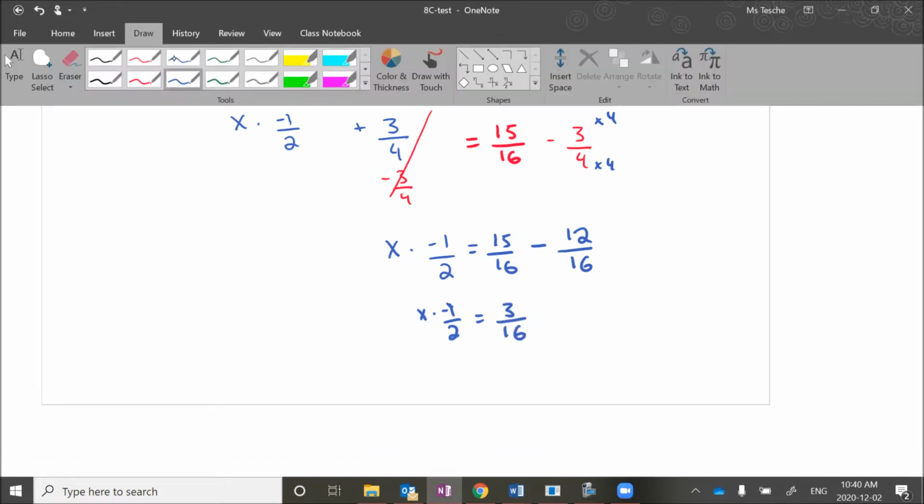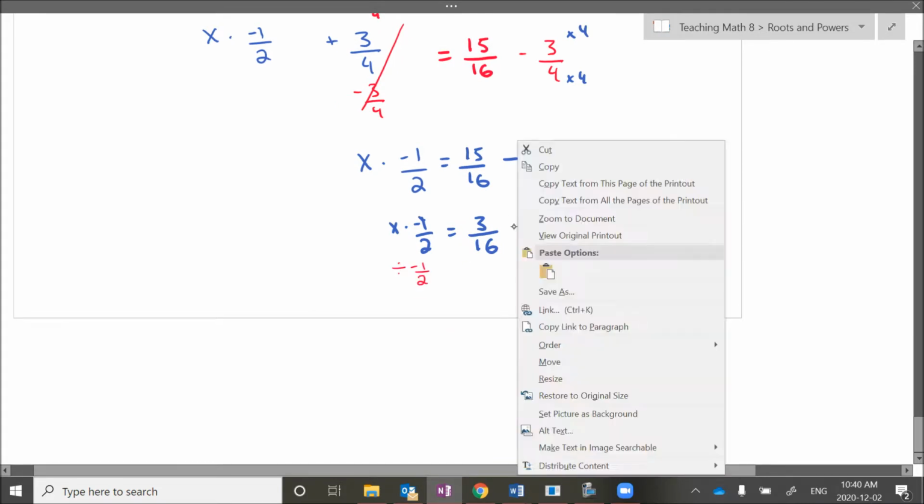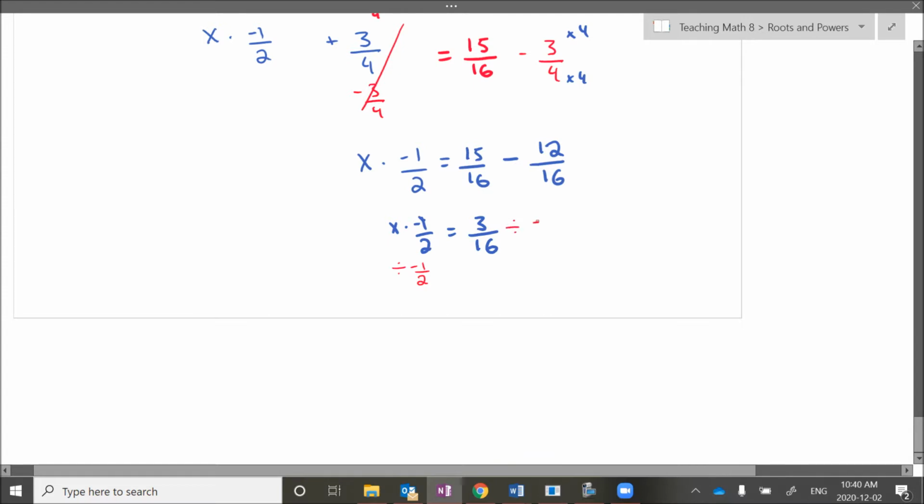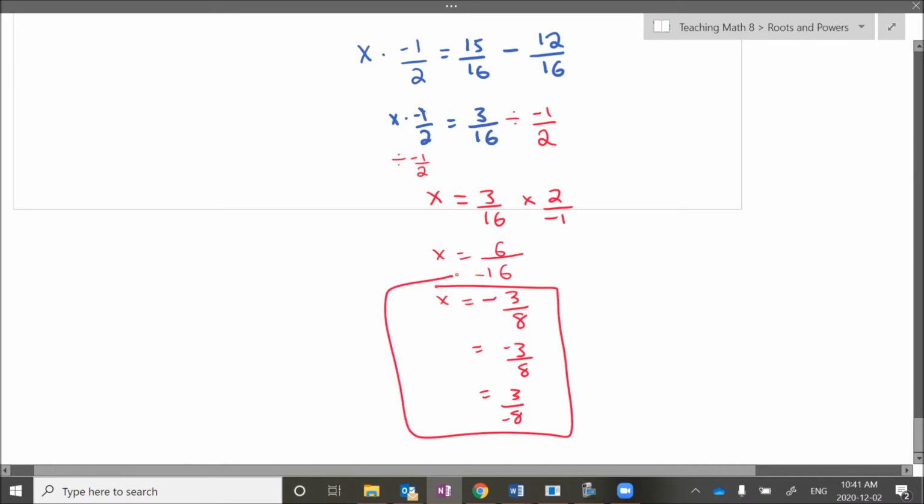So now I have to get rid of that last step of multiplication. So I'm going to divide by -1/2. Then x is going to be equal to 3 over 16 multiplied by my reciprocal. Don't forget that negative. So then I get 6 over -16. You have to always reduce. Both of those are divisible by 2, so I get -3/8. You can put your negative sign out front, or with the 3, or with the 8. All of those are equally correct.